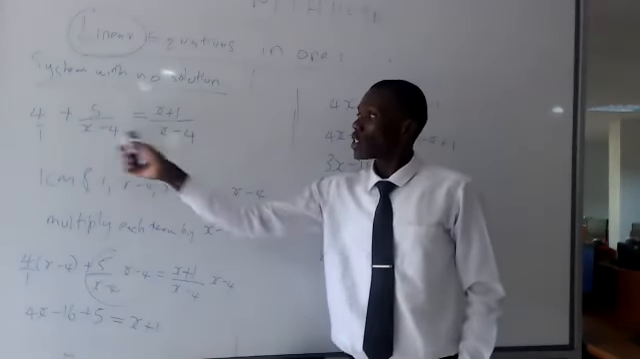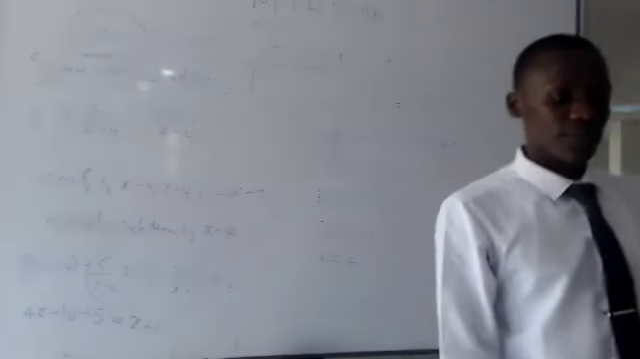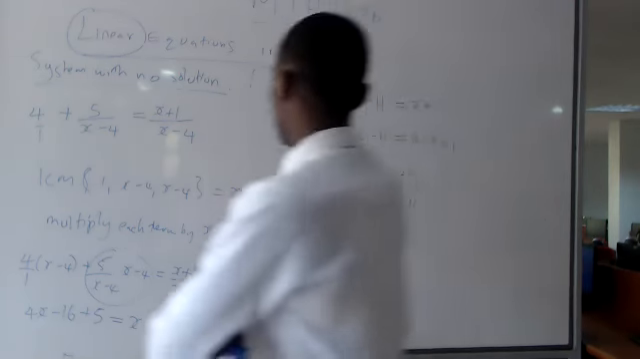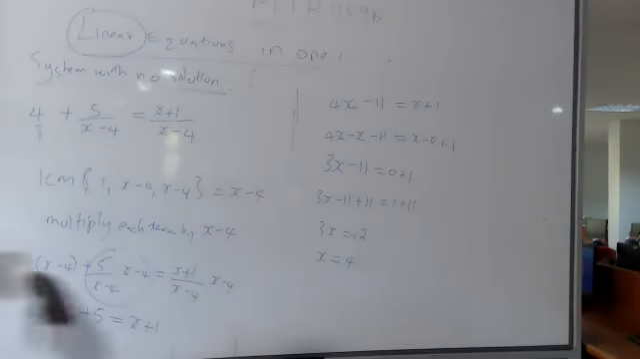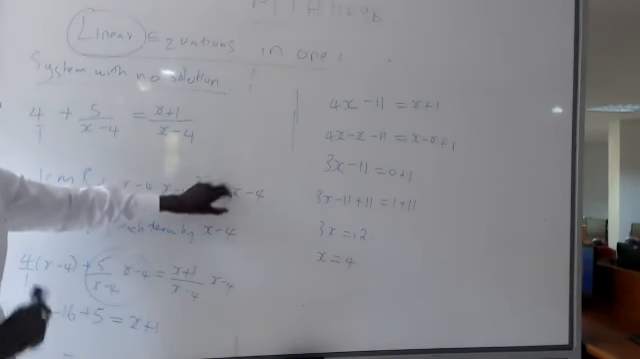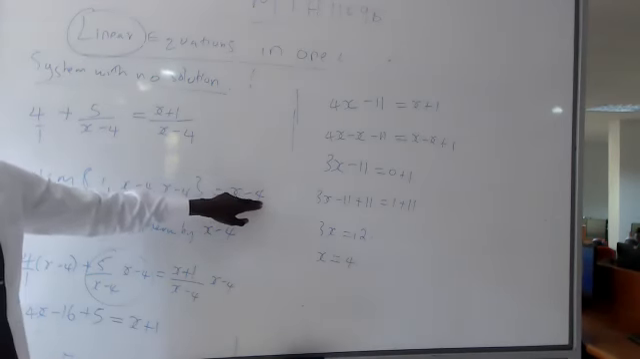No. What will happen at x is equal to 4? You'll get a 0. And so what does that mean? The system has no solution. And why? The reason is you multiply by 0. Remember, if x is 4, then x minus 4 is 0.